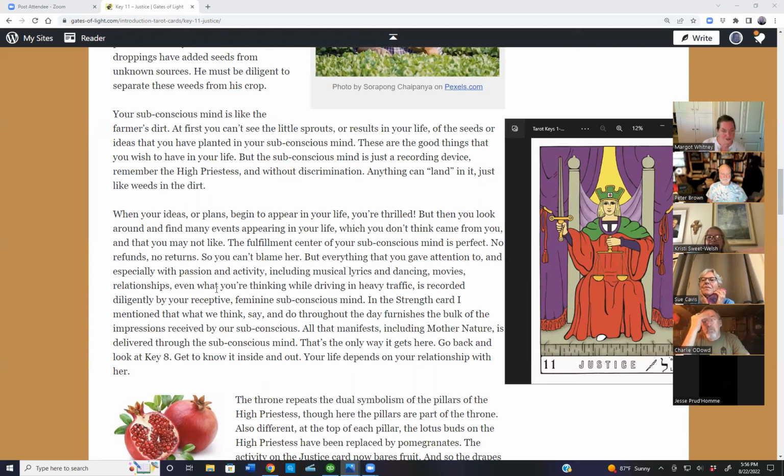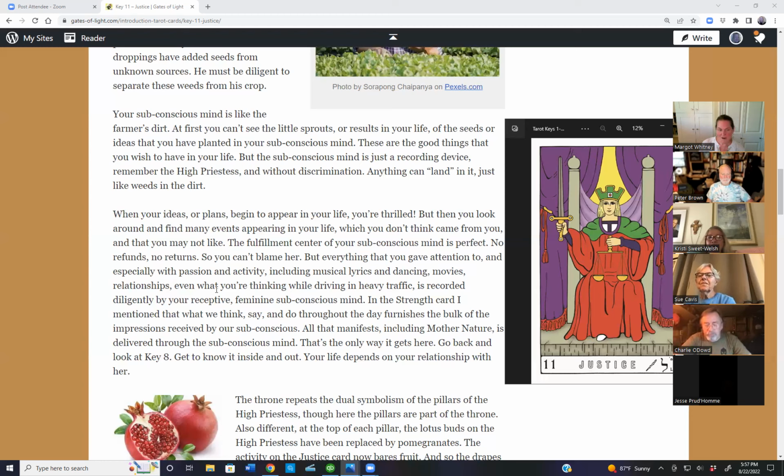But everything that you gave attention to, and especially with passion and activity, including musical lyrics and dancing, all those lyrics that you were singing to yourself that might not have been too positive, they make a big dent in her delivery system. She goes, here, you can have that. You like that. You're singing it, on and on. Movies, relationships, even what you're thinking while you're driving in heavy traffic. You want to kill the guy next. Why doesn't he get out of the way? What is he doing? Or the guy tailgating you. I'm going to kill him. If he gets closer to me, I'm going to slam on the brakes. All of that stuff, there you are, is recorded diligently by your receptive, feminine, subconscious mind.